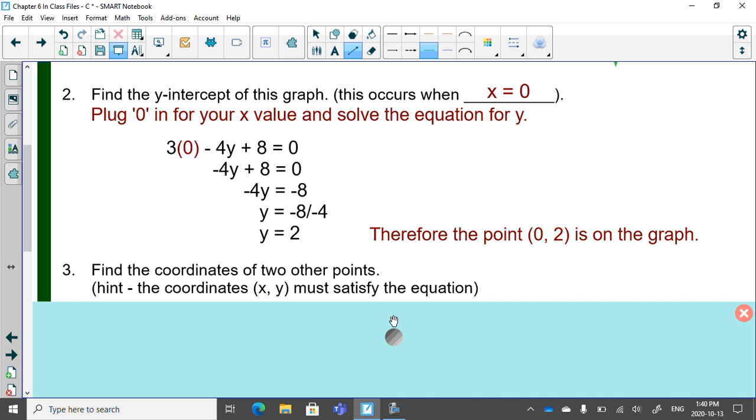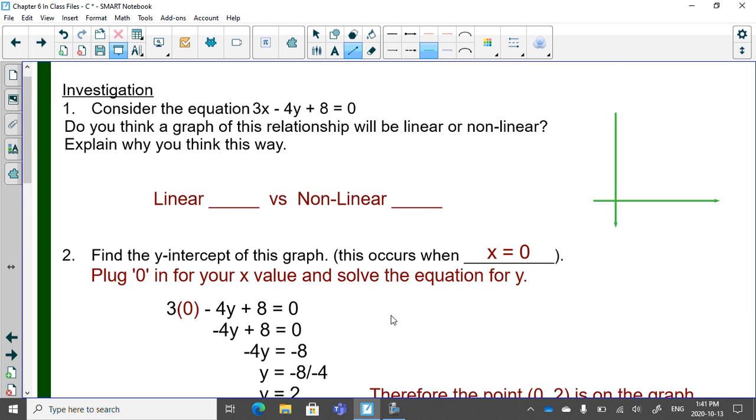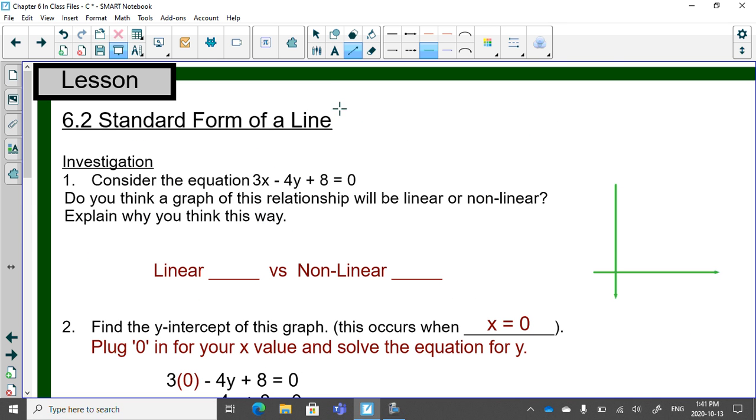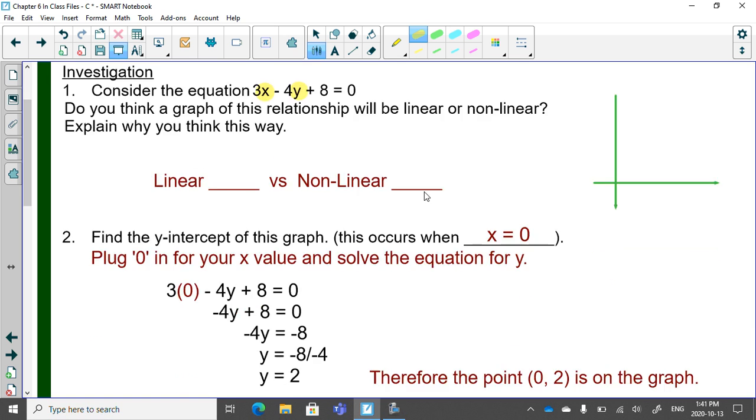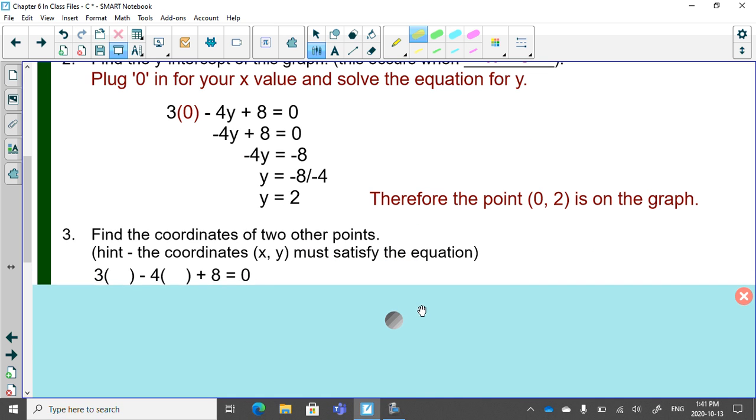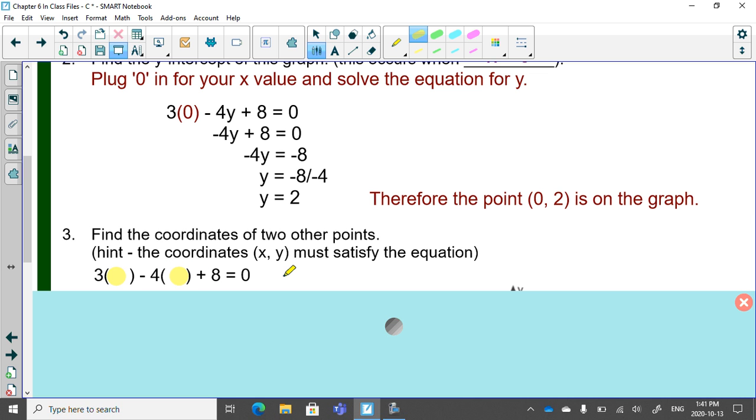Next, find the coordinates of 2 other points. Now this is something that's difficult even if you're in class, so I'm just going to explain it. What you want to do is take the equation and find an x and a y so that when you actually plug in an x number and a y number, this equation is true. And the way to think about it is this: if you can find an x value and a y value to plug in, and this thing becomes true, then you know you found a point on the line.